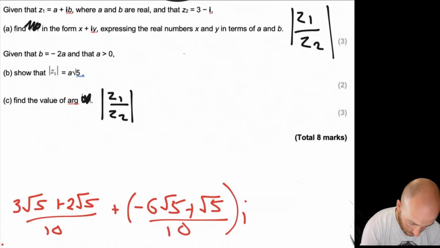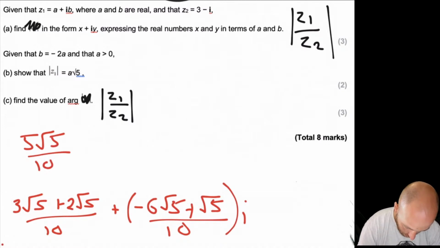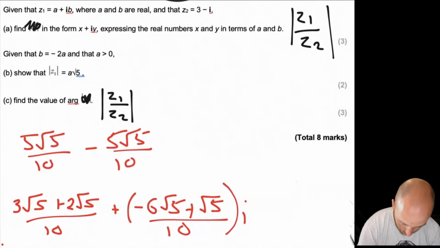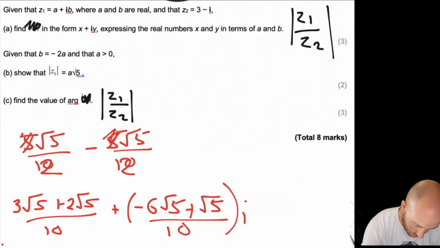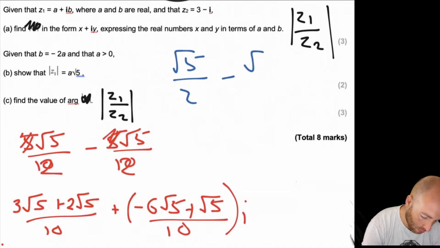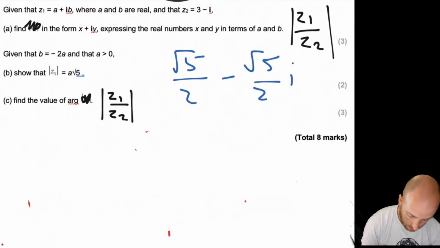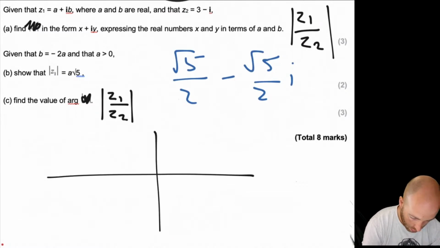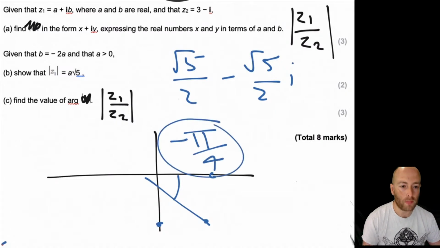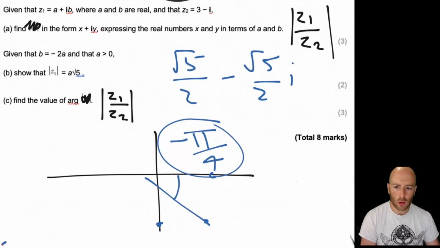Cool, so let's go a step further and work those out. We get 5 root 5 over 10 minus 5 root 5 over 10 i. Those simplify to give us root 5 over 2 and minus root 5 over 2 i. So for the argument, we have root 5 over 2 and minus root 5 over 2, so the angle is going to be minus pi by 4. That's our answer there. Anyone got any questions?